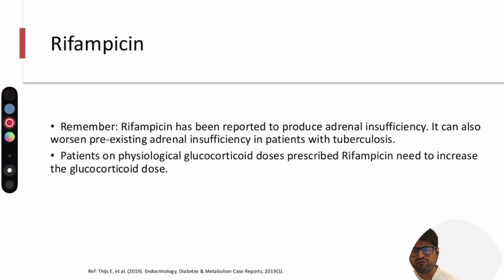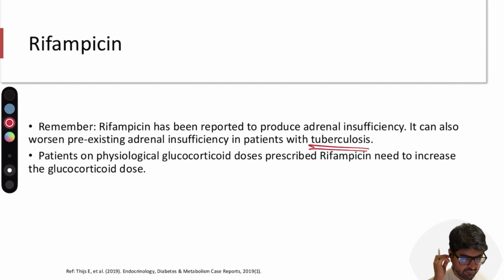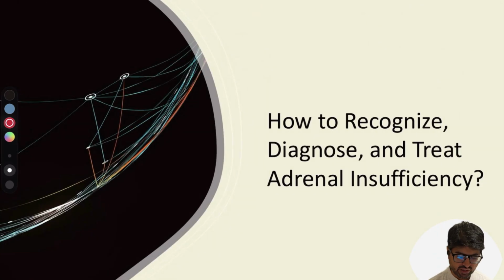So rifampicin, remember, has been reported to produce adrenal insufficiency. It can in fact worsen existing adrenal insufficiency in patients with tuberculosis. A lot of patients with tuberculosis have adrenal involvement. This has frequently been reported in a lot of case reports across the country. And patients on physiological glucocorticoid doses need to increase the dose when rifampicin has been prescribed, right? So rifampicin is something you have to be well aware about, right?